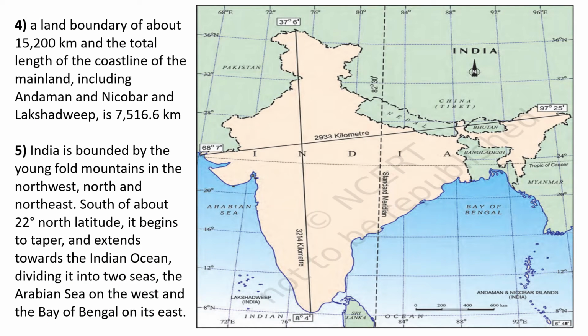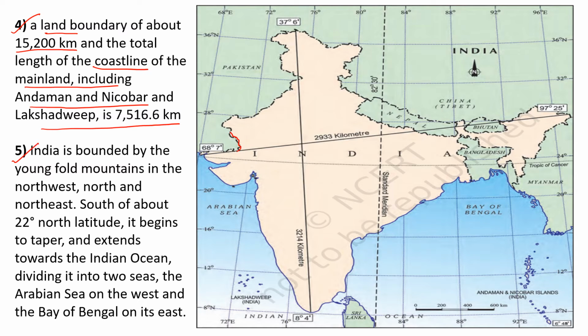The next important point is a land boundary of about 15,200 km, and the total length of the coastline of the mainland, including the Andaman and Nicobar Islands, is 7,516.6 km. So the total land boundary is 15,200 km, and the coastline, including the Andaman and Nicobar Islands and Lakshadweep Islands, is 7,516.6 km.